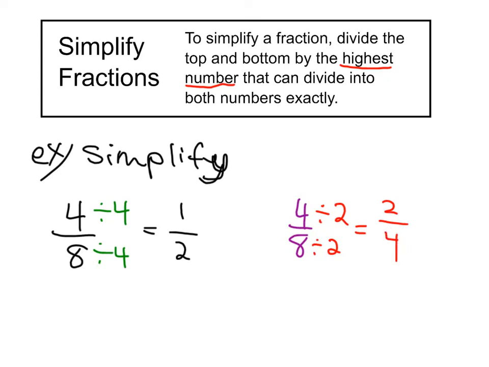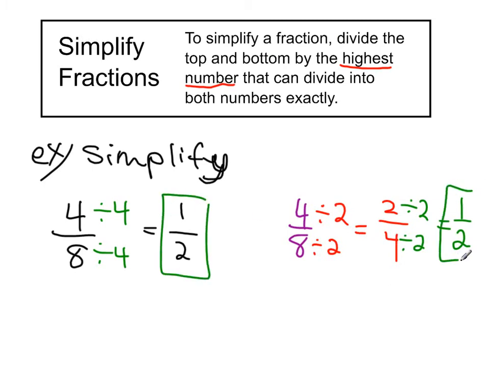And now we have the dilemma where we say, okay, well, let's check further. Can we go further into 2 and 4? Yes, 2 can go into 2, and 2 can go into 4. So now we end up with 1/2. A little more process here, but we still end with the same result.